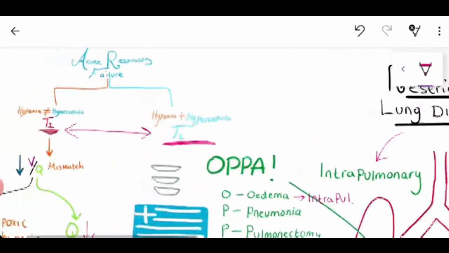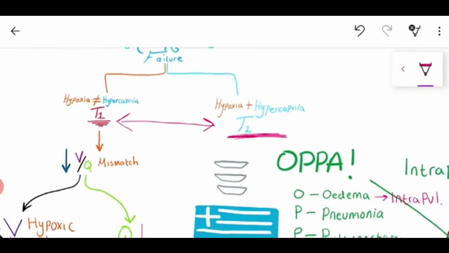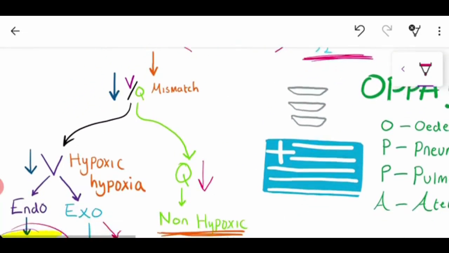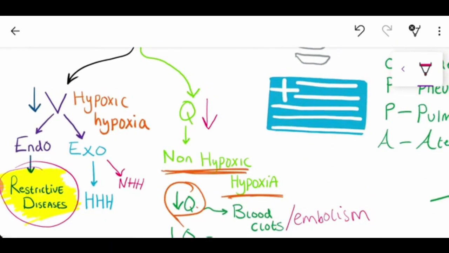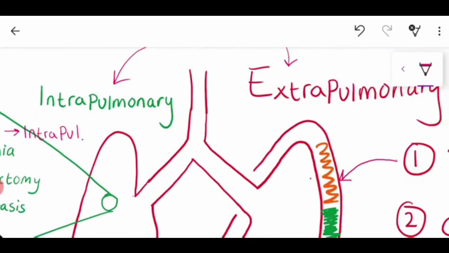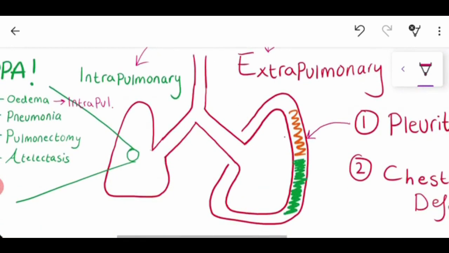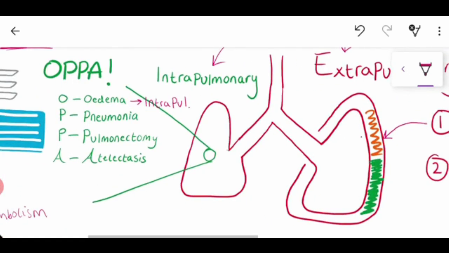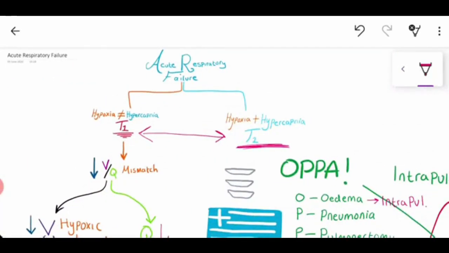So to summarize, acute respiratory failure has two types. This video covered type 1. Think of a VQ mismatch, decrease in V, decrease in Q, and the restrictive diseases are all to do with intrapulmonary and extrapulmonary factors, which restrict your ability to take in oxygen within your lung. These are the factors that you need to know. So that is acute respiratory failure in a nutshell.